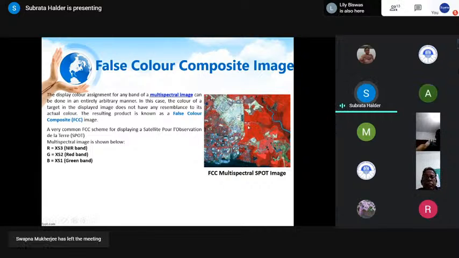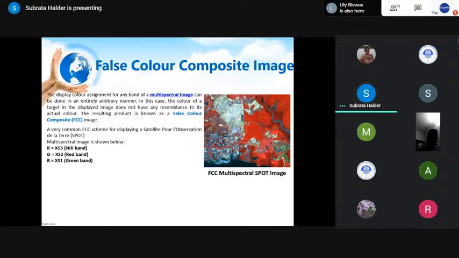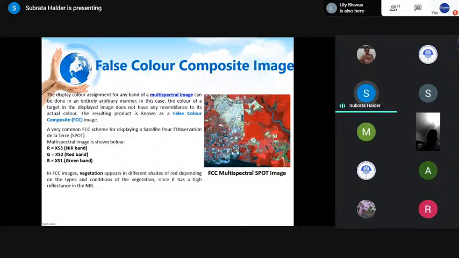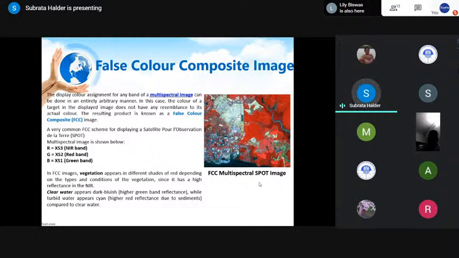Here the FCC multispectral SPOT image is displayed, with the multispectral bands shown below: near infrared, red, and green band. In an FCC image, vegetation appears in different shades of red depending on the types and condition of the vegetation, since it has a high reflectance in the NIR. Clear water appears dark bluish, with higher green band reflectance, while turbid water appears cyan, with higher red reflectance due to sediments compared to clear water. Bare soil, roads, and buildings may appear in myriad shades of blue, yellow, or gray depending on their composition.